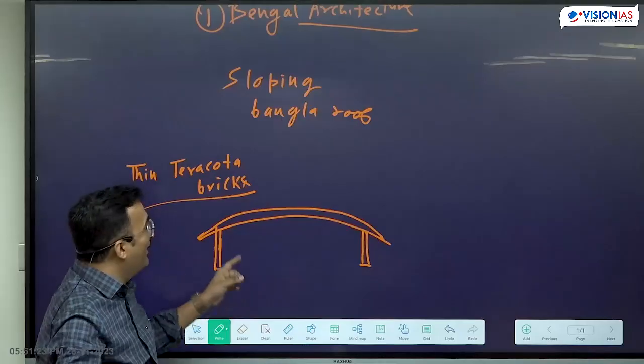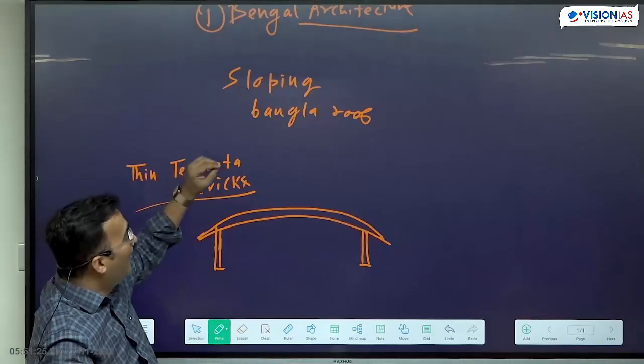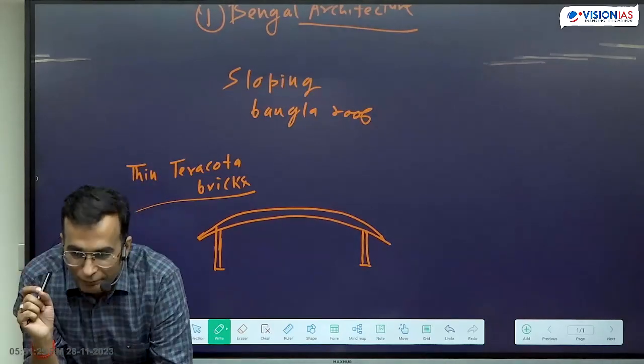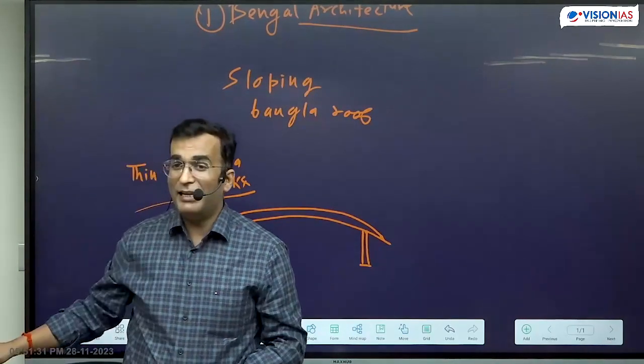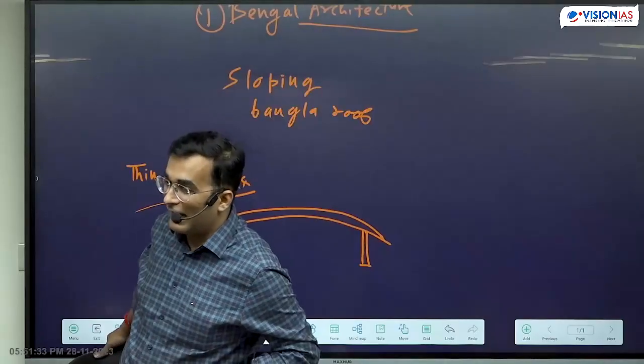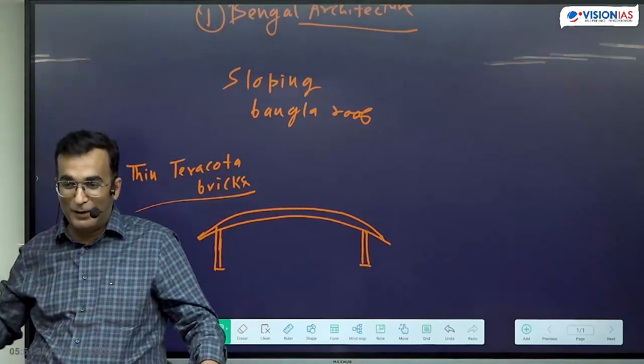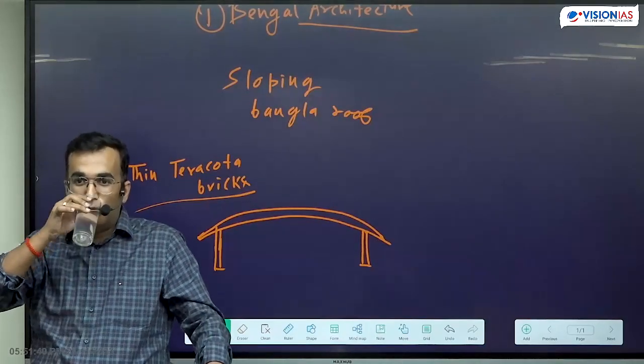So, Bengal architecture के, हाँ, so पहला point लिखो. They mainly used brick and black stone in construction.